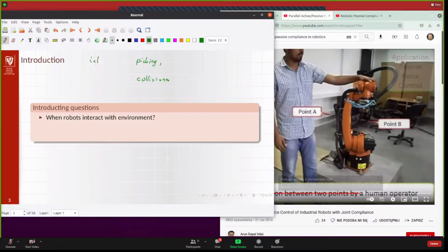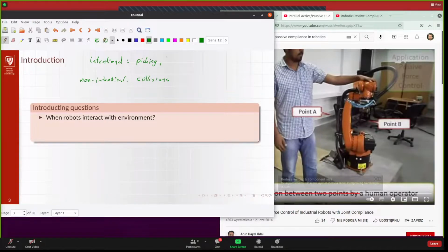So first one is intentional. So we want to interact with objects. And the second one is non-intentional, when we don't want to interact with an object, but we do, and we need to react somehow to that.